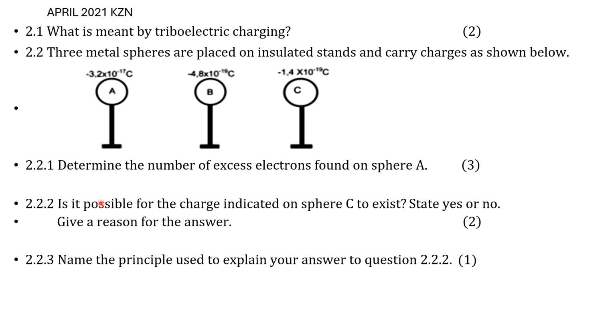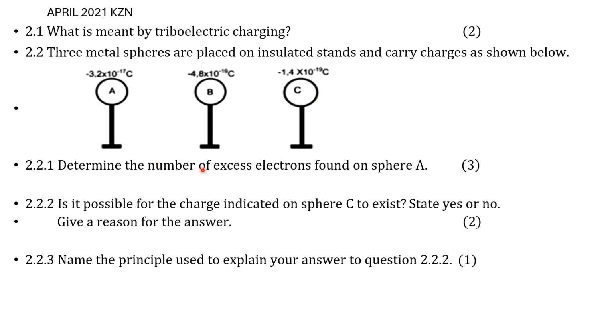Because the question is so long, I've broken it up into three parts and we'll answer the three parts separately. So there, 2.1: what is meant by triboelectric charging, for 2 marks. Then: three metal spheres are placed on an insulated stand and carry charges as shown below. Minus 3,2 times 10 to the negative 17 coulomb for A. Minus 4,8 times 10 to the negative 19 coulomb for B. We have minus 1,4 times 10 to the negative 19 coulomb for C.